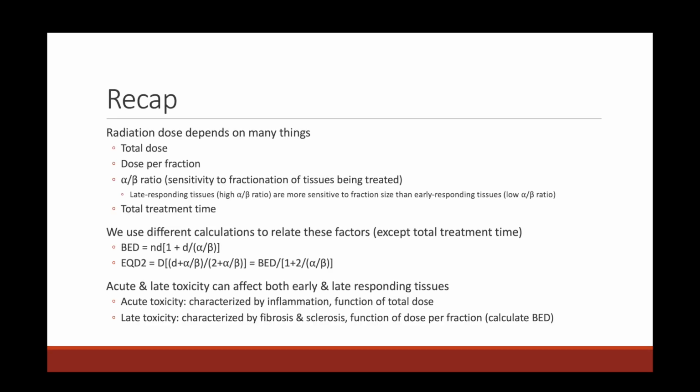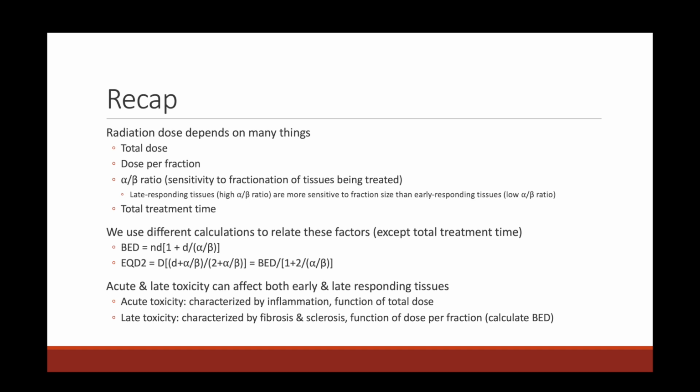This talk is a nice sequel to the last video that was uploaded, which went over how to think about understanding dose fractionation and how that plays into toxicity when we're thinking about our radiation therapy doses. In that talk, the biggest thing we discussed is that radiation dose depends on many things. You can't just compare the total dose, because if the dose per fraction is different, then you're not comparing apples to apples. You really need to think about the total dose and the dose per fraction.